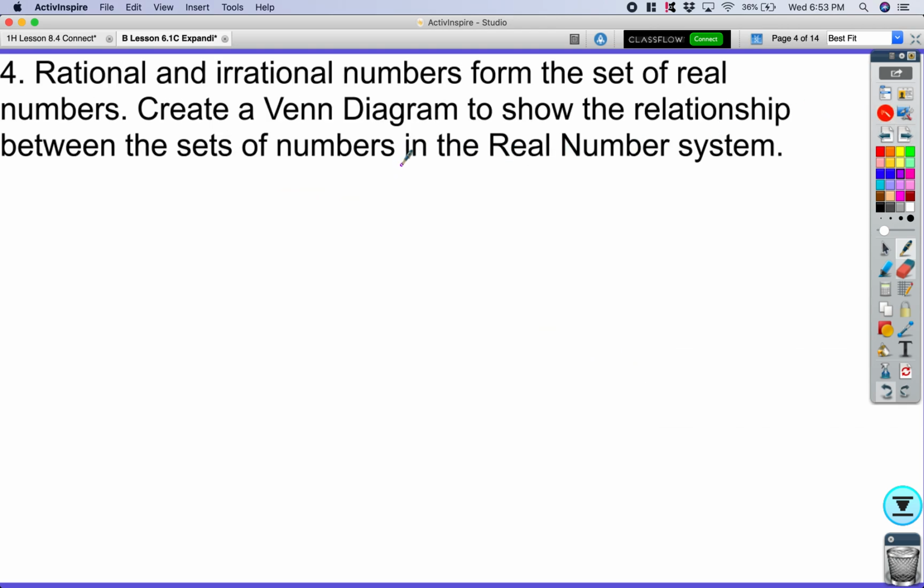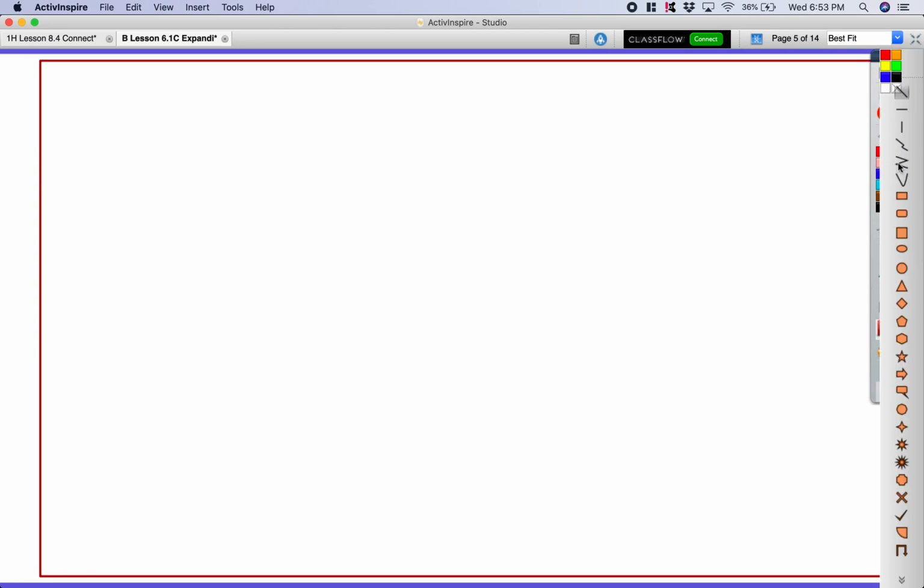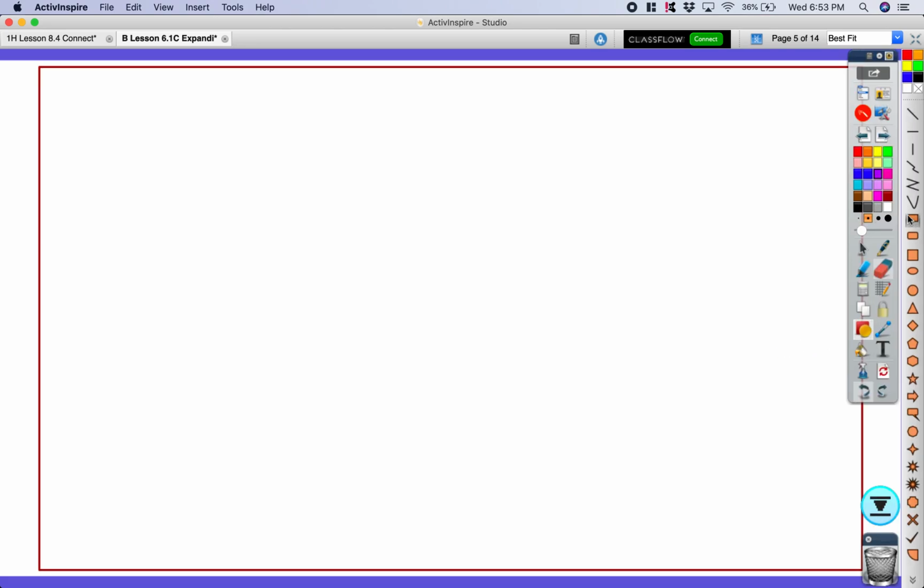So rational and irrational numbers form the set of real numbers. Create a Venn diagram to show the relationship between the sets of numbers in the real number system. So guys, on a blank sheet of paper, I'm going to make a little Venn diagram illustrating this. The first thing I want to do is start with the most basic numbers, and this is what we talked about already.